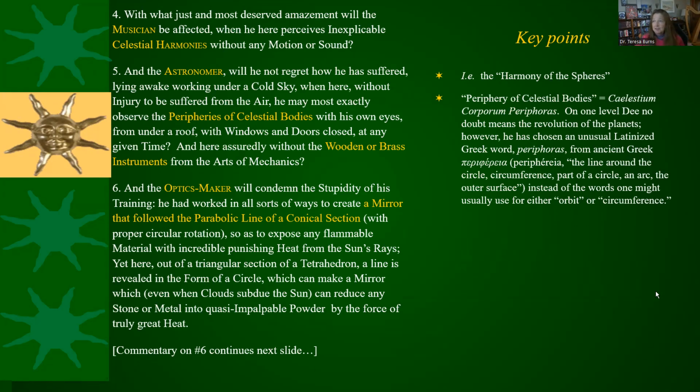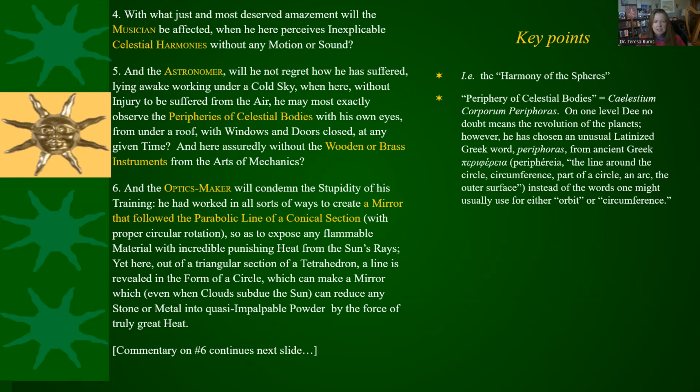That is, you might say orbit, orbitas, that's a Latin word, but while he on one level certainly means the revolution of the planets, their orbit, he takes this Latin word, which is from a Greek word meaning the line around the circle, the circumference of the circle, part of a circle or an arc, instead of using the usual word for either orbit or circumference.